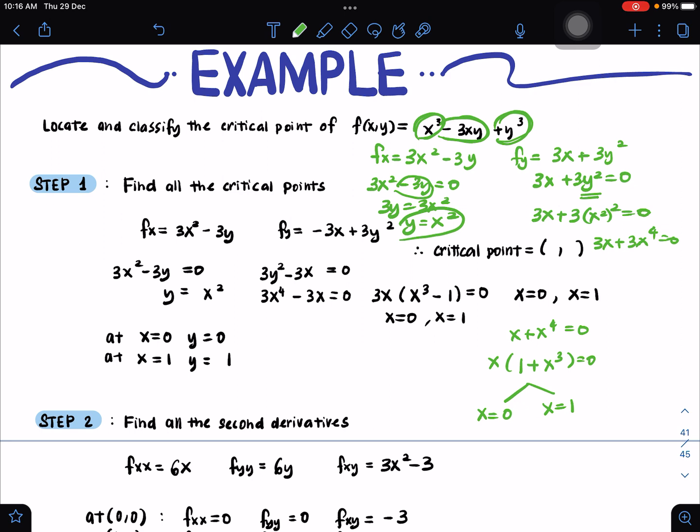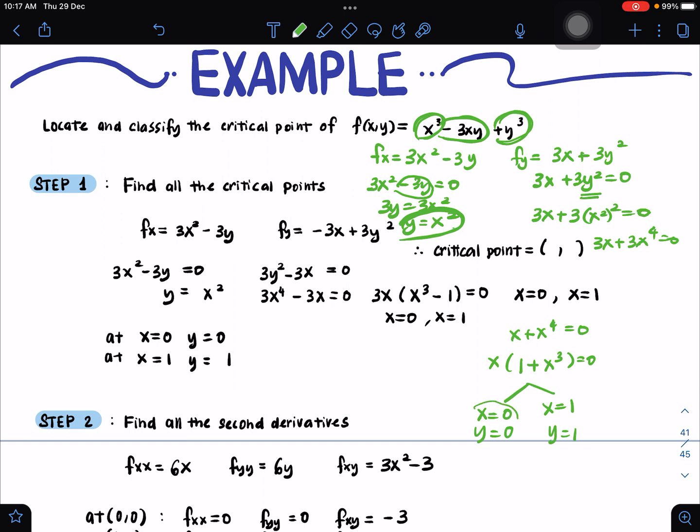So kita kena cari dua lah juga value y. So y sama dengan x square. When x equal to 0, y pun equal to 0 lah. 0 square 0. So when x equal to 1, y pun equal to 1. Sebab y sama dengan x square. So x kuasa 1, 1 kuasa 2, 1.